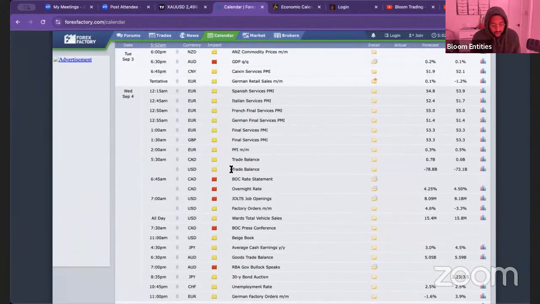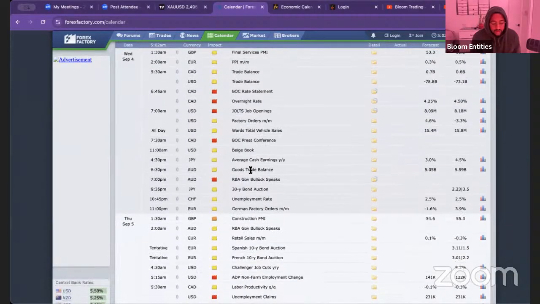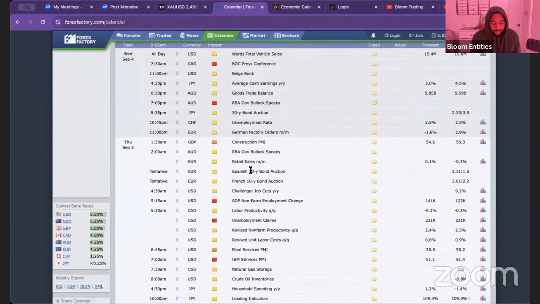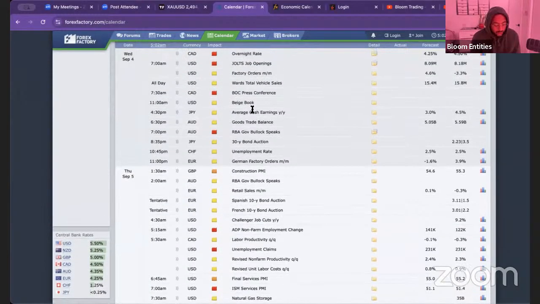And then tomorrow, I thought, we have trade balance. I might have to add that to the list and get into a little bit of trade balance. And unemployment claims on Thursday. Again, I'm going to write that down so I don't forget.